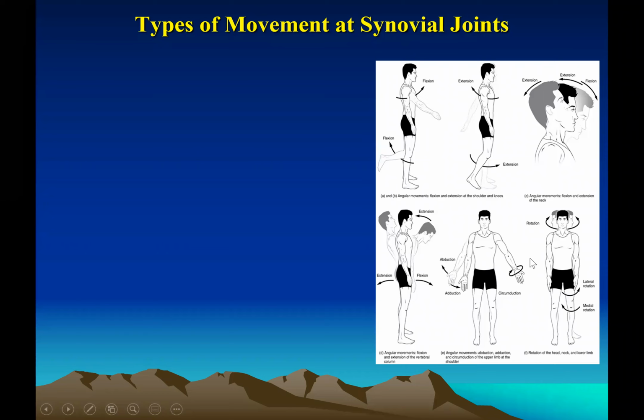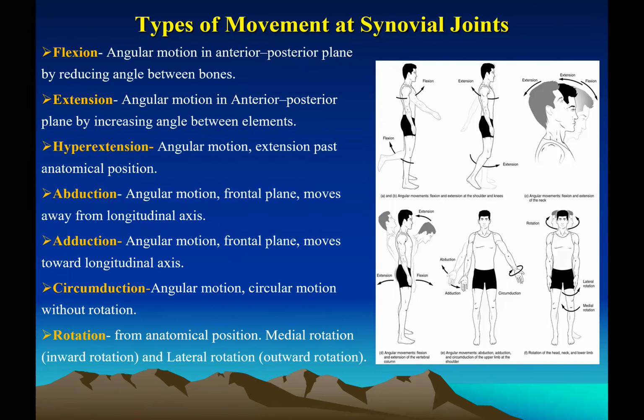Circumduction is a circular angular motion also. Here, the circular motion without rotation is circumduction. Rotation is in reference to the anatomical position. It can either be a medial rotation, which would be an inward rotation, or lateral rotation, which would be an outward rotation. So these are all the different types of movements that can come about in the synovial joint.